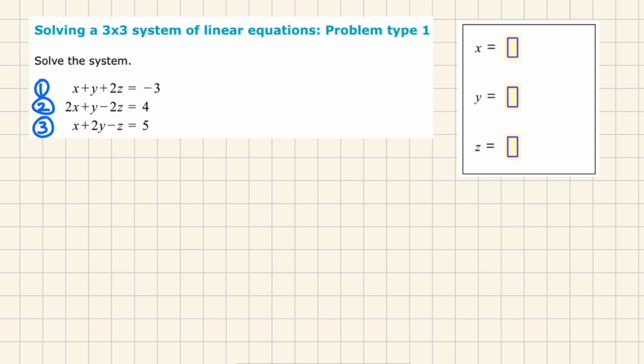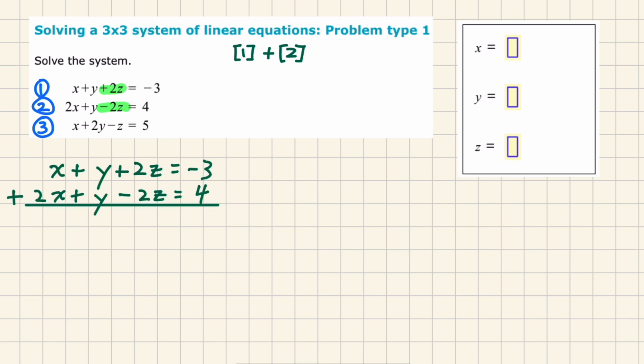And I noticed that these first 2 equations have a 2z and a negative 2z, so I can see that adding equation 1 and equation 2 will cancel the z term. So lining up those 2 equations and adding 1x plus 2x gives me a 3x, 1y plus 1y, a 2y. As we intended, the z terms cancel, and minus 3 plus 4, a 1. So we have this new equation that has the z term eliminated.